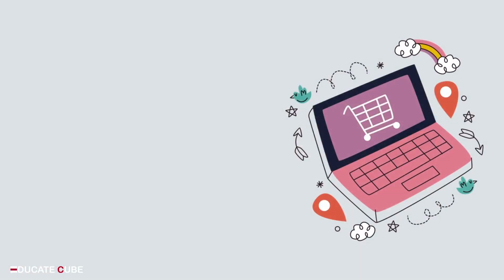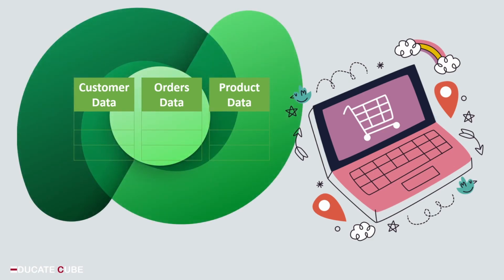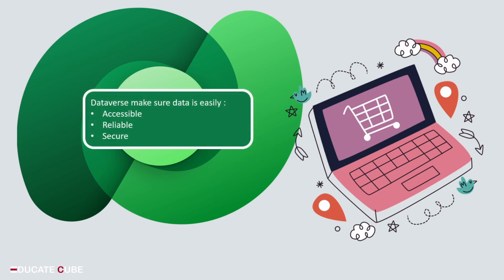For example, imagine you are running an online store. You have customer data, order data, and product data. Dataverse lets you store all the data securely and connect it across apps, like an app that manages orders or an order dashboard that tracks sales. Okay, Dataverse makes sure all your data is easily accessible, reliable, and secure.